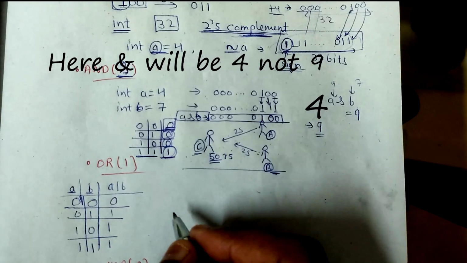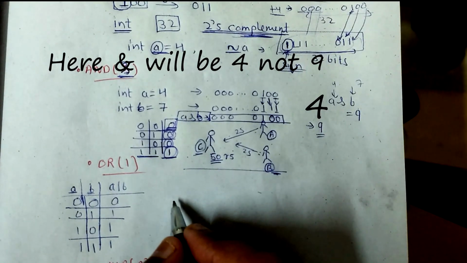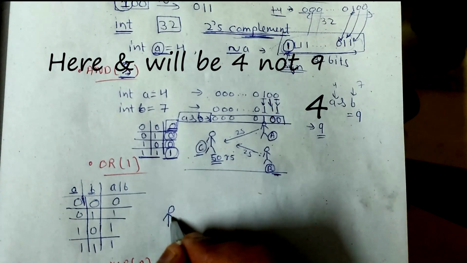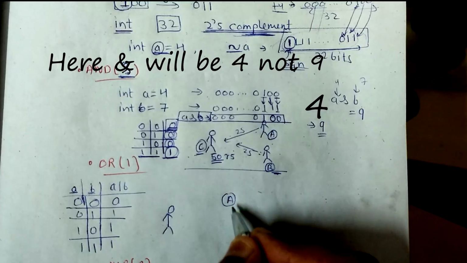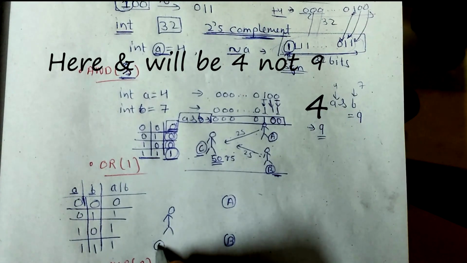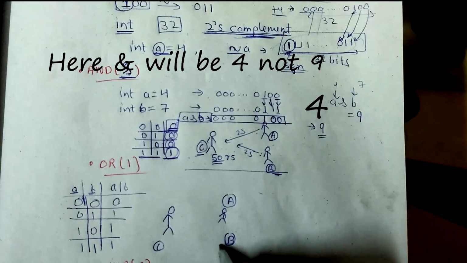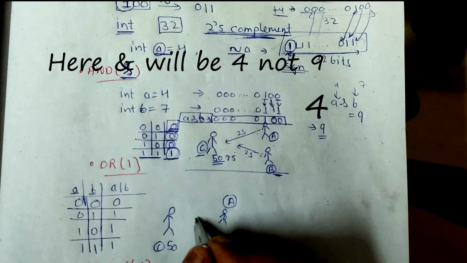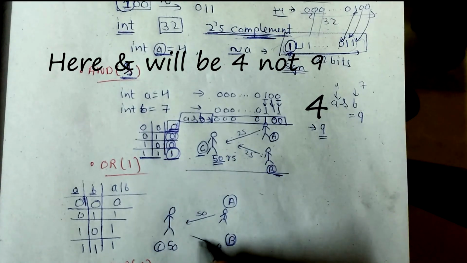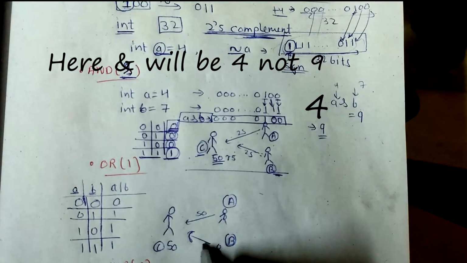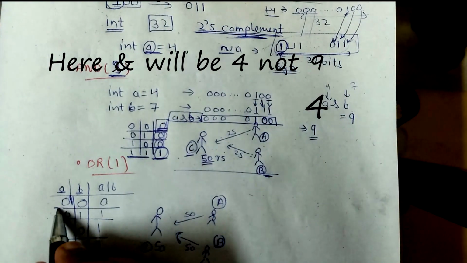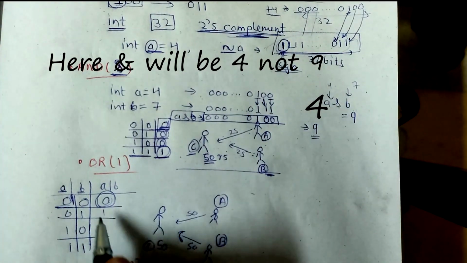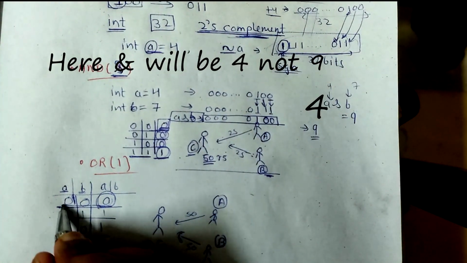So now let's look at the analogy really quickly. So here you directly ask for 50 rupees. So you ask both of your friends A and B. You need 50 rupees, and you ask for 50 rupees. Now you can see, if both of them deny giving you 50 rupees, your need won't be fulfilled. Okay, so that's why here we have 0.